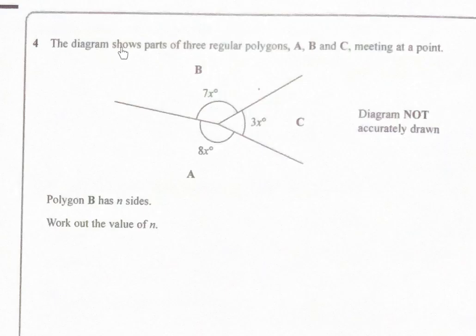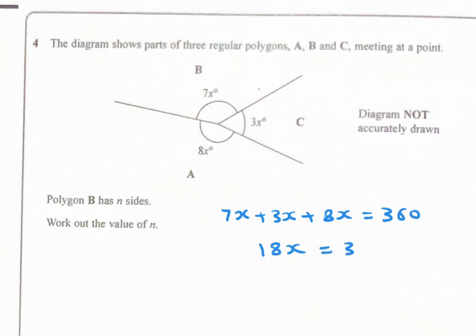Number 4. The diagram shows parts of 3 regular polygons A, B, and C meeting at a point. Polygon B has n sides. Work out the value of n. We have full turn, so 7x plus 3x plus 8x equals 360. So 18x equals 360. Divide by 18, so x equals 20.